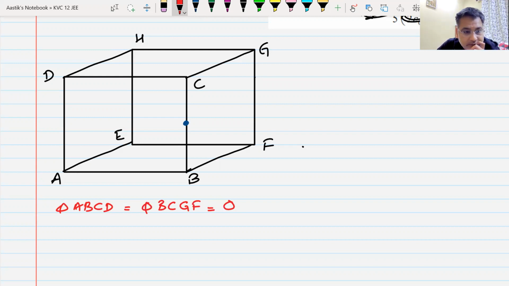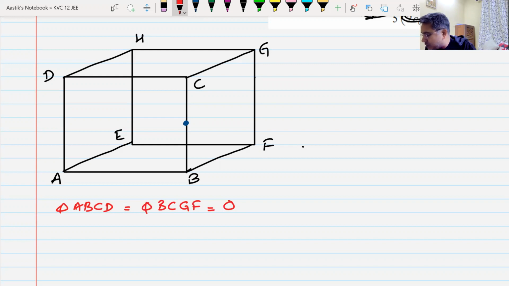ABFE and DHCG are the same, sir. Where is that? The bottom and the top. The flux is same. The bottom one and the top one, the flux is same.